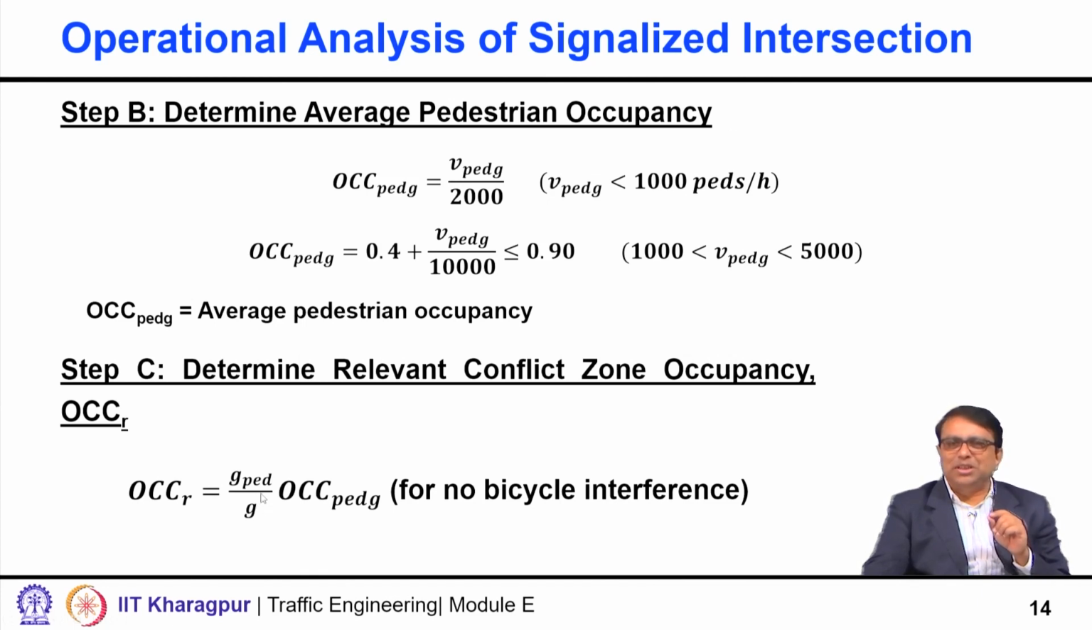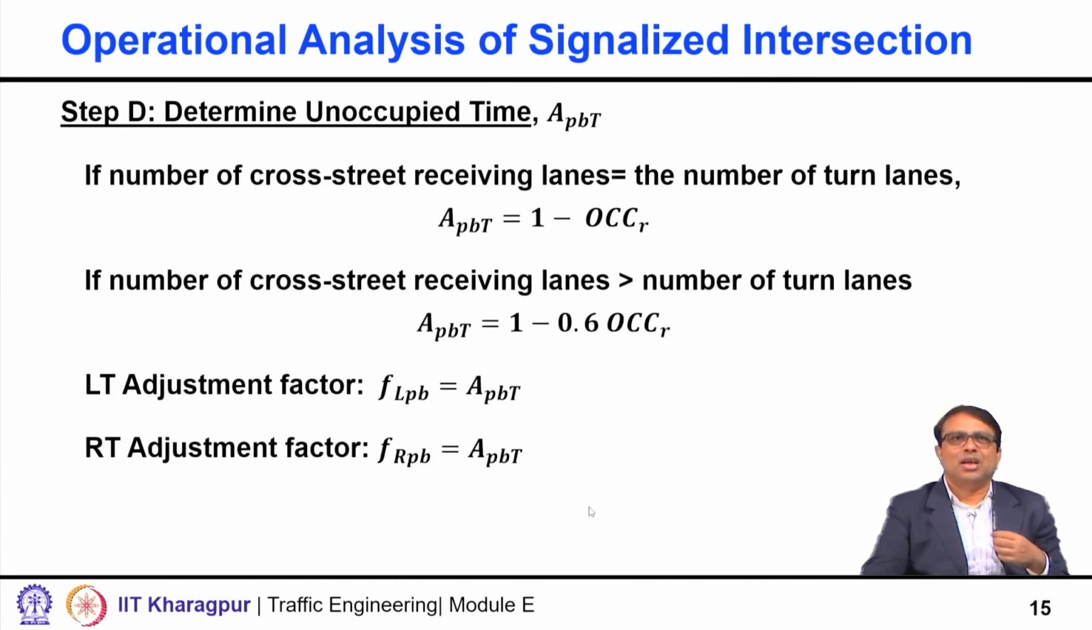Is G pedestrian, what is the effective green time for pedestrian, divided by what is the overall green time, effective green time, into this average pedestrian occupancy. Now, obviously, this equation is given considering there is no bicycle interference. As I said, I did not consider bicycle effect when I am explaining the equations.